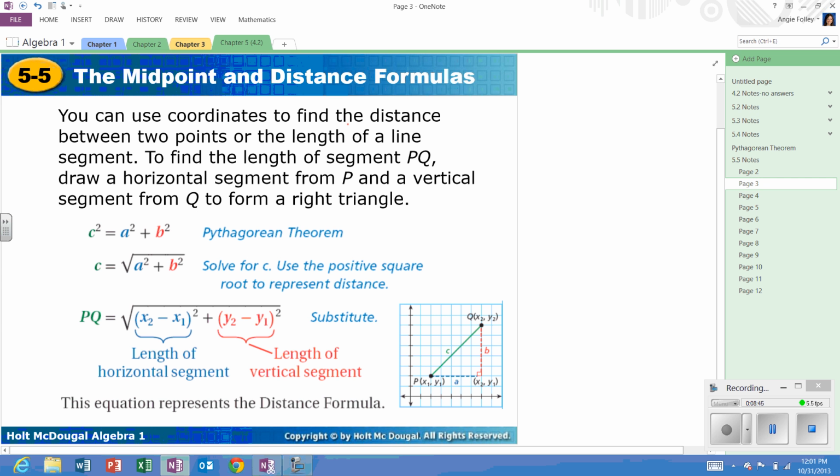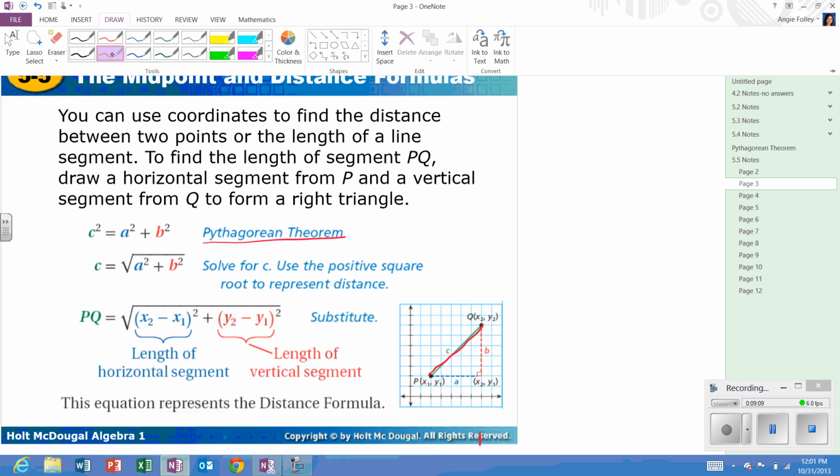We can use coordinates to find the distance between 2 points or the length of a line segment. To find the length of the line segment in this drawing, they're showing you the line segment PQ. To find that length, we draw a horizontal segment from P to Q. We use the Pythagorean theorem because we know that one side squared plus this side squared.